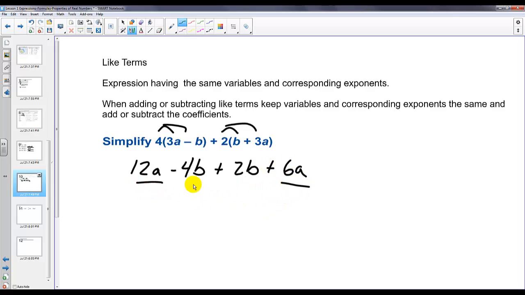Take a look at my like terms. Since I have no exponents, I'm only looking at the variables. So I have the a's, which are alike, and I add their coefficients out in front, giving me 18a. And the b's are alike, so I add or subtract those coefficients, which gives me negative 2b, and I'm done.